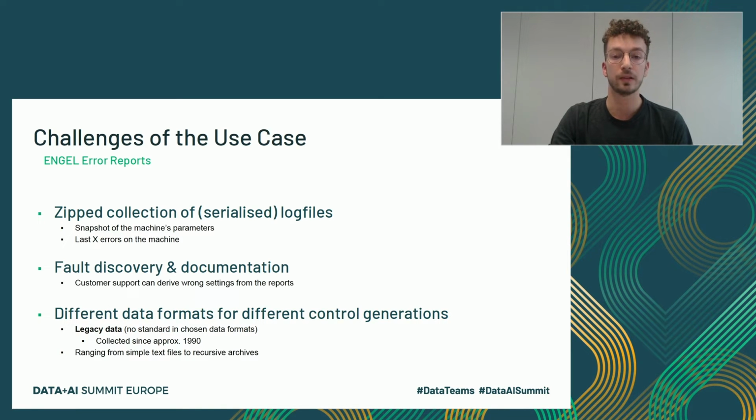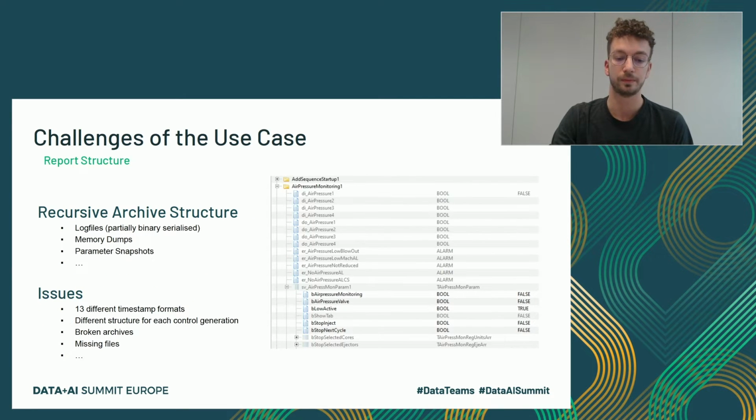And last but not least, we have been collecting these error reports since 1990, so this data format has definitely grown by a lot. And it started from a simple text file and is now ranging from zip files to TGC files, and everything that you could imagine is being stored in these status reports. And in the newer versions of these error reports, we have a recursive archive structure. So we have zip files in zip files, and then again we have zip files. So it's a very heavily recursive archive structure that we have here.